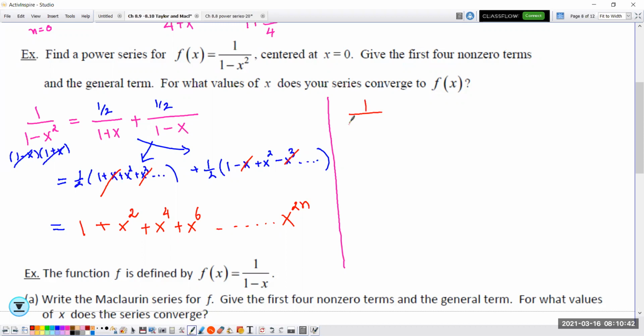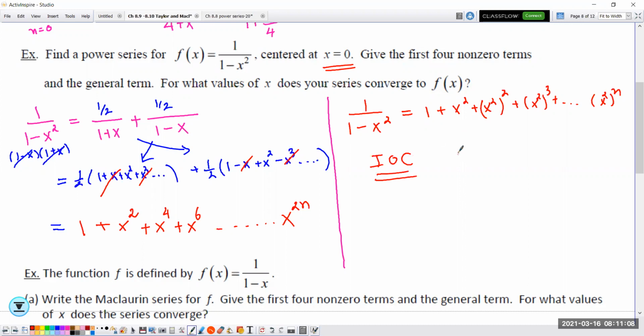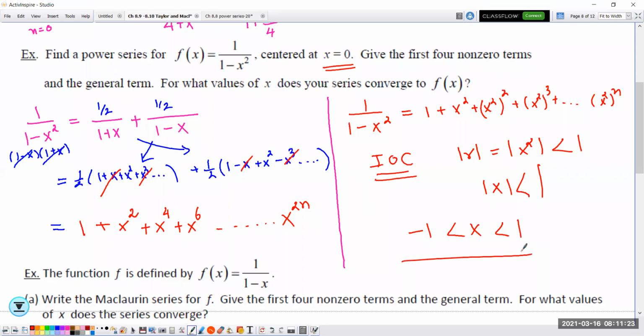Versus, can I straight away replace x with x squared? Which is fine. 1 plus x squared plus x squared to the second plus x squared to the third and x squared to the n, which is the same. Replace x with x squared. You are allowed to do it because the center is 0. The question is the IOC, interval of convergence. Here, my common ratio is x squared. The ratio has to be less than 1, which means absolute x has to be less than 1, which means the IOC is this.